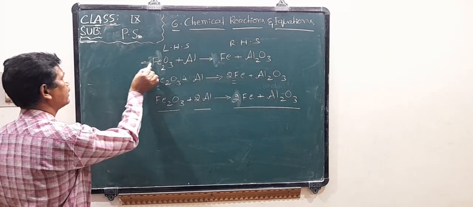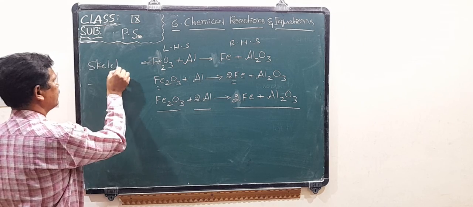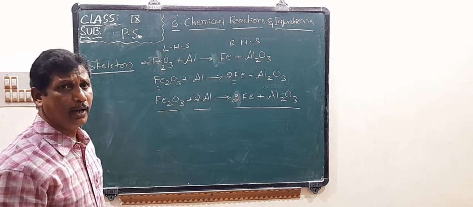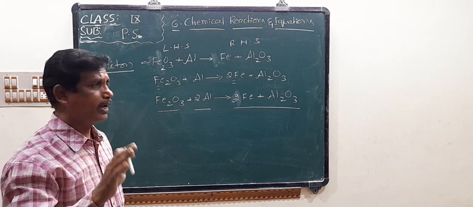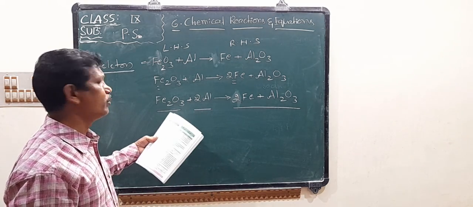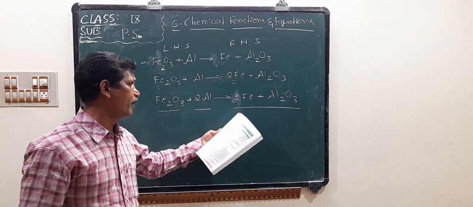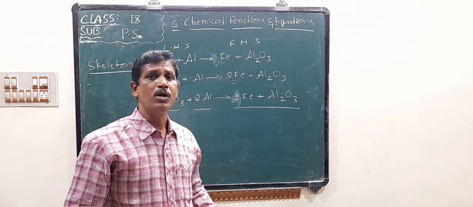This is the skeleton equation. An unbalanced equation is called a skeleton equation. This is the balanced chemical equation: Fe2O3, iron oxide, reacts with aluminum to form iron and aluminum trioxide.